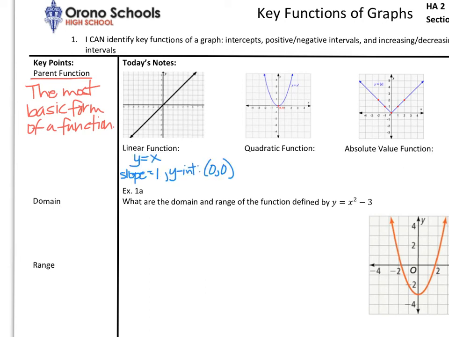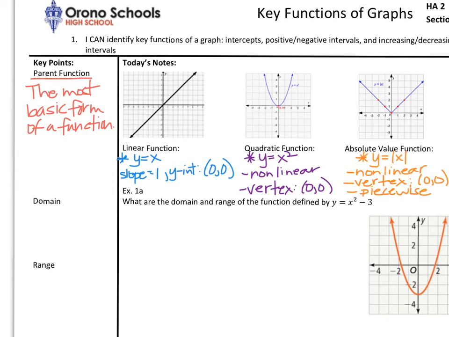The first parent function is a linear function, and the equation is y equals x. The slope for a linear function in parent form is 1, and the y-intercept is always (0, 0). The second common function we'll talk about in Algebra 2 is a quadratic function. The parent equation is y equals x squared. This graph is non-linear and has a vertex or turning point at (0, 0).